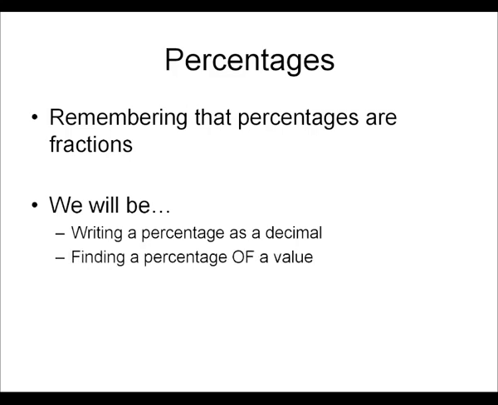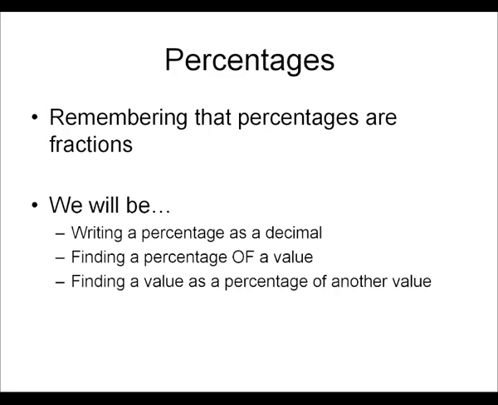Using percentages, we're going to be finding a percentage of a value. For example, what is 10% of 200? So 10% we're going to write as a decimal. Of in maths is almost always going to mean multiplied by, so we're going to find 10% as a decimal multiplied by the value 200, and that will give you your answer. But we'll look at that this week. I'll give you more details during the exercises.